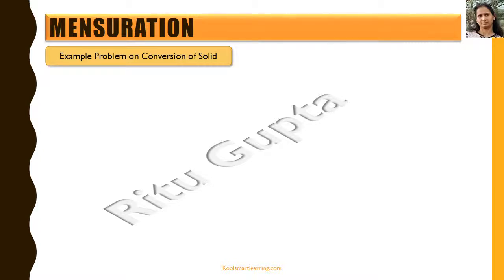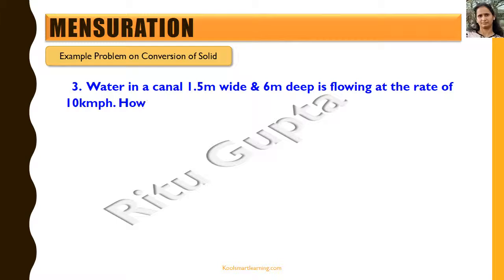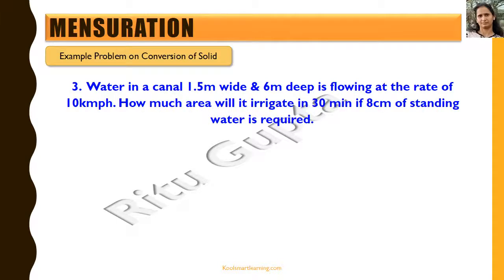So friends, now let's look at another question. Water in a canal which is 1.5 meter wide and 6 meter deep is flowing at the rate of 10 km per hour. How much area will it irrigate in 30 minutes if 8 centimeter of standing water is required?